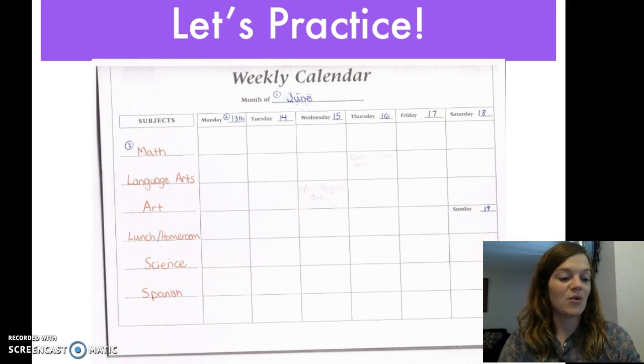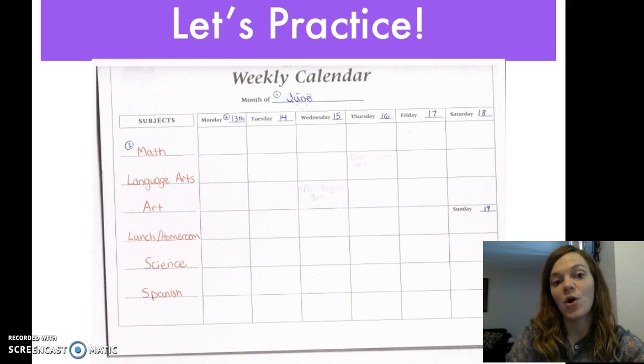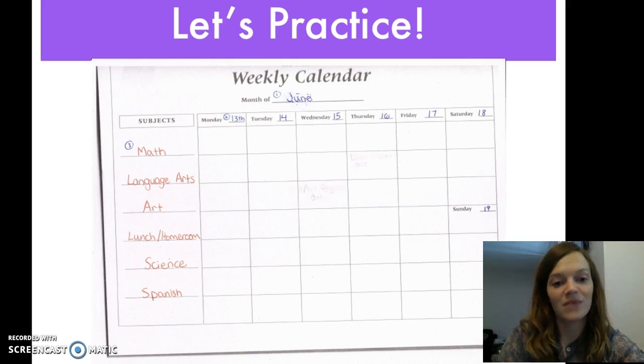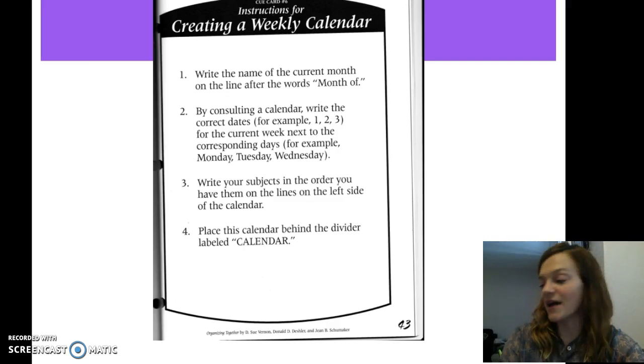You can make your schedule in a way that's going to be helpful for you. So if it's going to be more helpful for you to put homeroom in front of math, that's okay. And if you want to take out lunch because you don't usually have anything to do, any assignments due then, that's okay too. Next, you're going to place your calendar behind the divider labeled calendar.